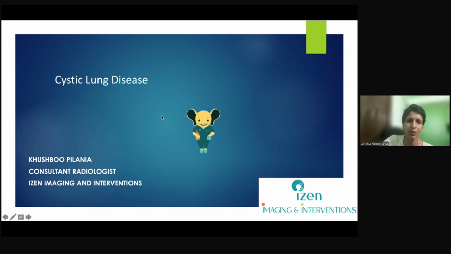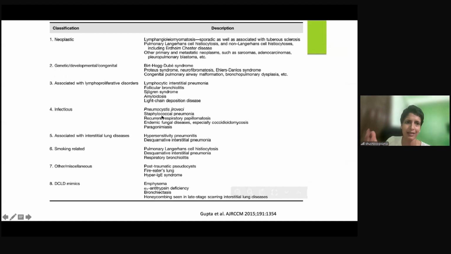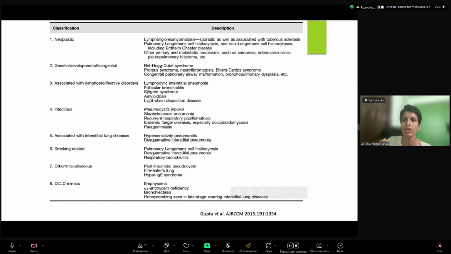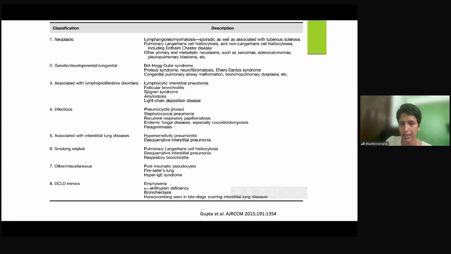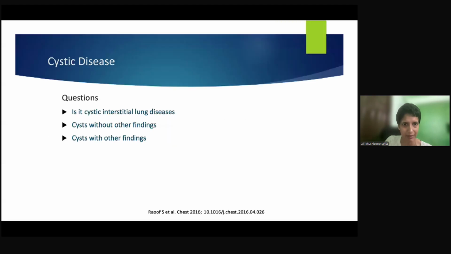So the entire question when we talk of cystic lung diseases is that there are multiple insults which lead to formation of cysts within the lungs. Now the question is how to differentiate one from the other based on the findings on HRCT, how to triage them, and to understand what particular pathology we are dealing with.